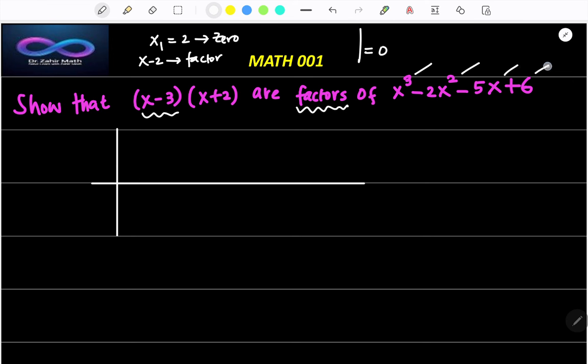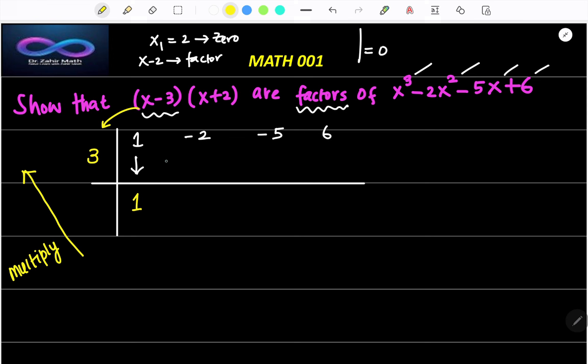So check now. The coefficients are 1, minus 2, minus 5 and then 6. This is the number you are going to take. First is x minus 3. X minus 3 means you put plus 3. Now start. On this side you have to multiply, and on this side you are going to add.